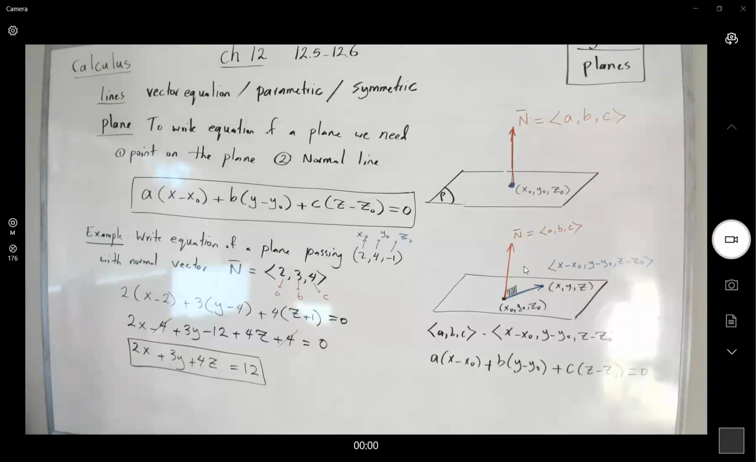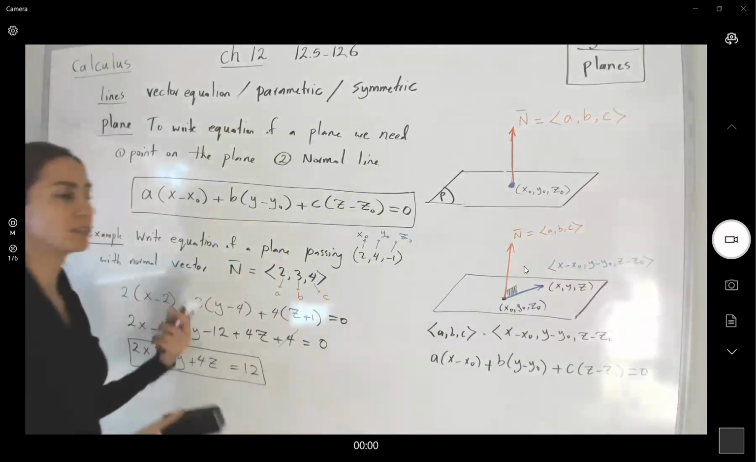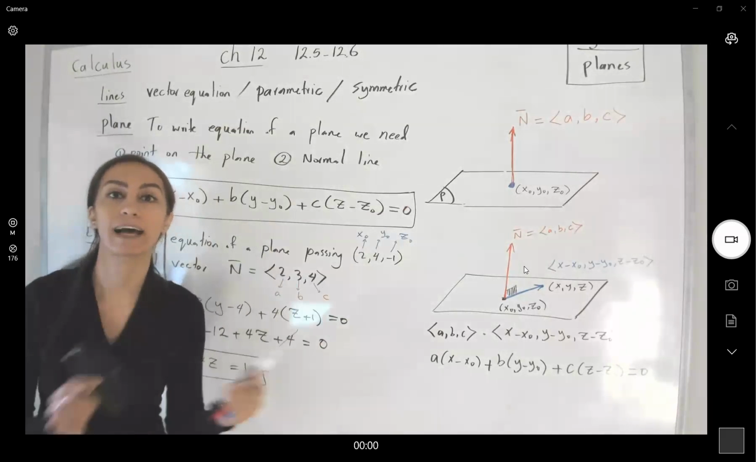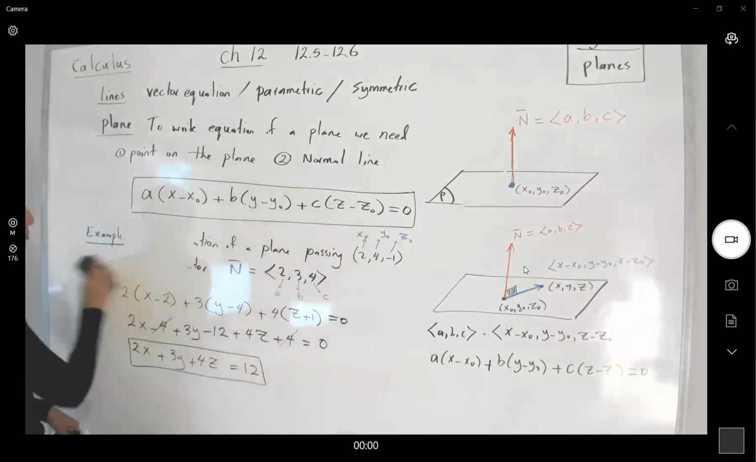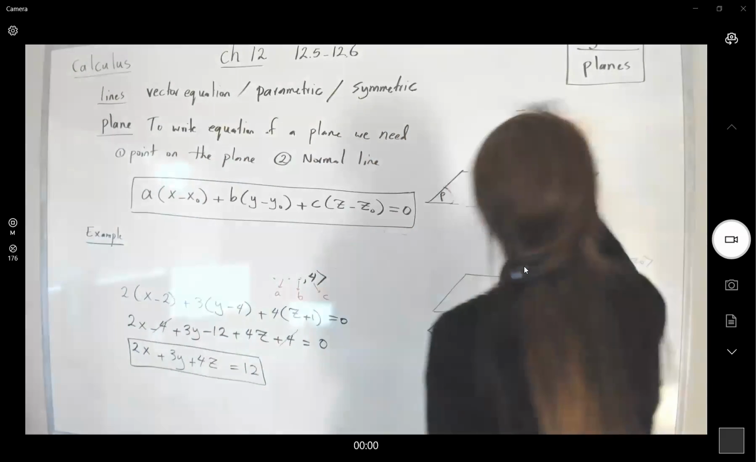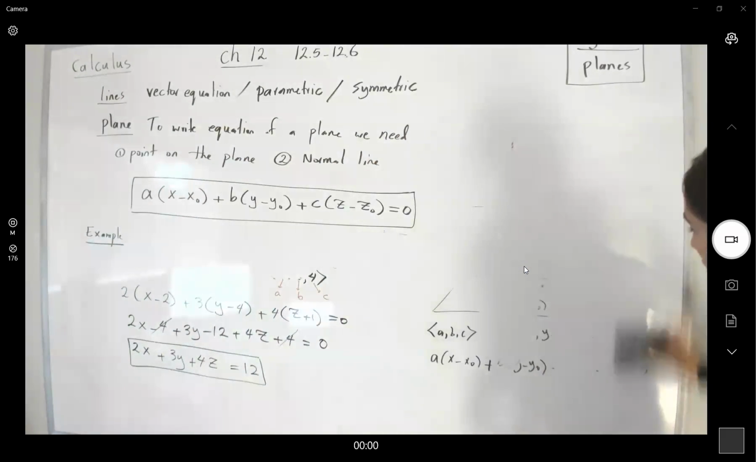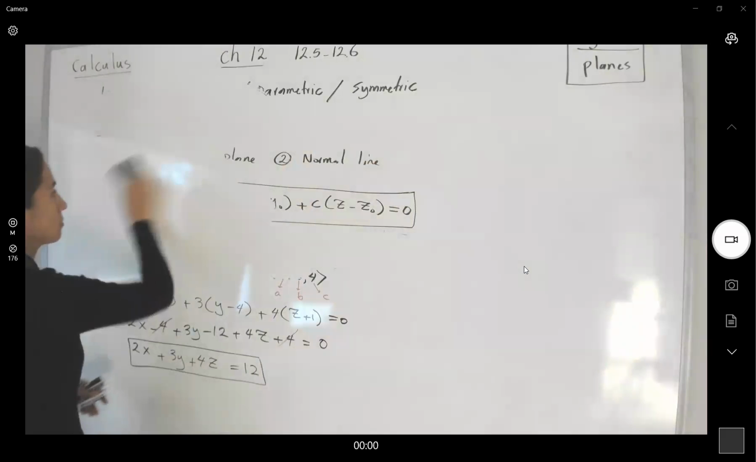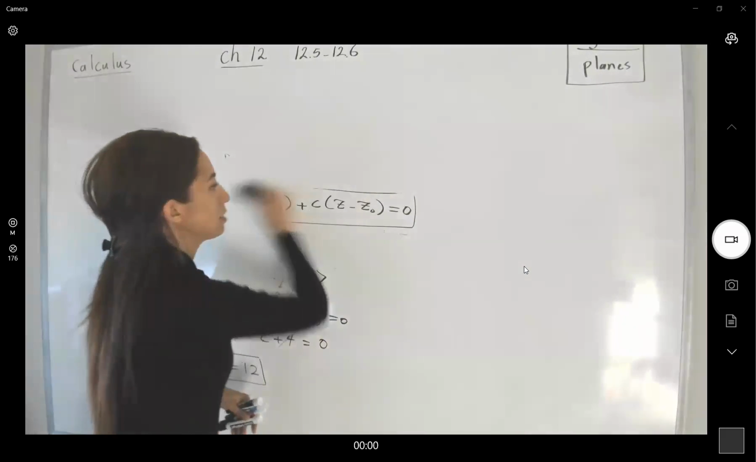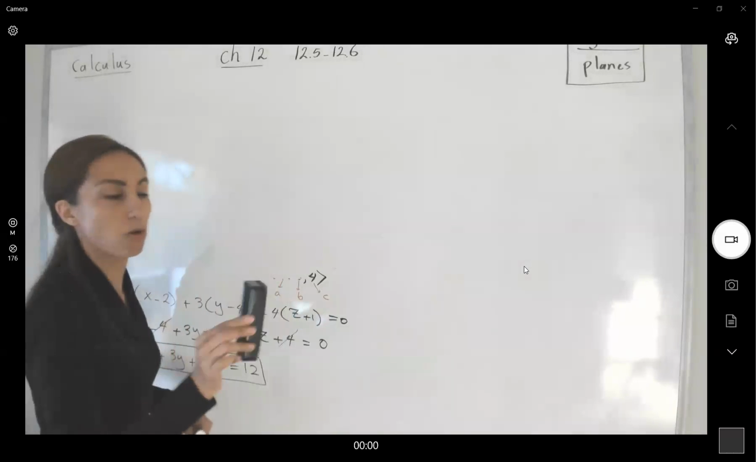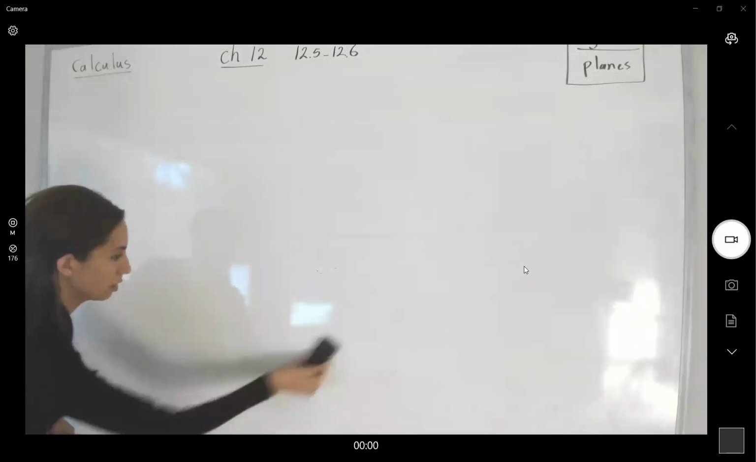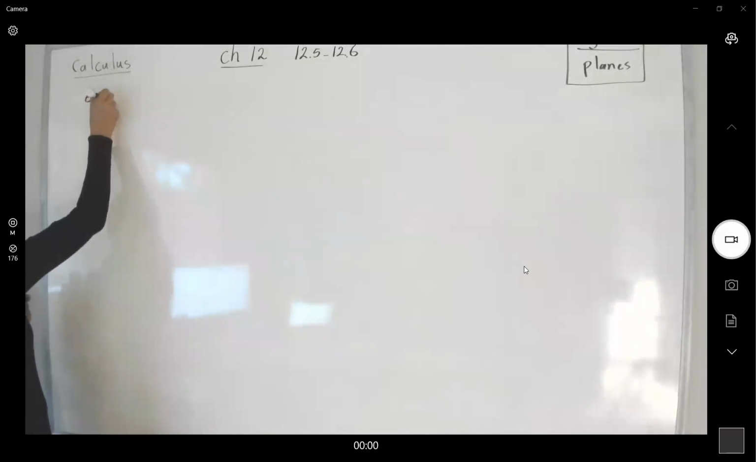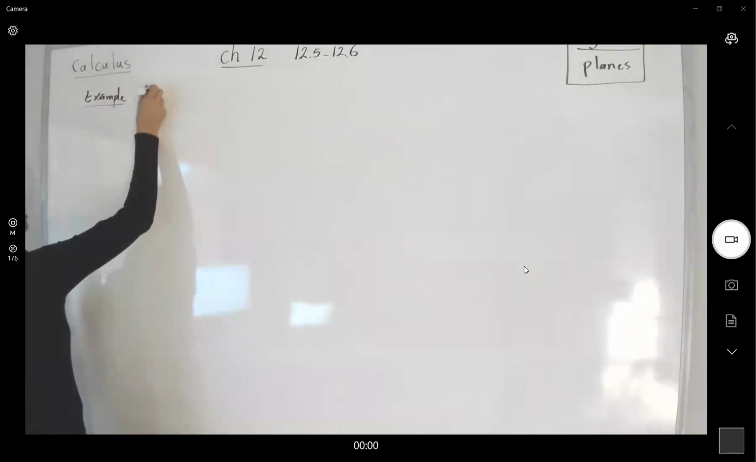Okay, so sometimes we have cases where we don't have a nice normal line here, and we need to find that normal line. Like this case here. The question says, find the equation of a plane passing through 3 points. Well, okay. What should we do here?